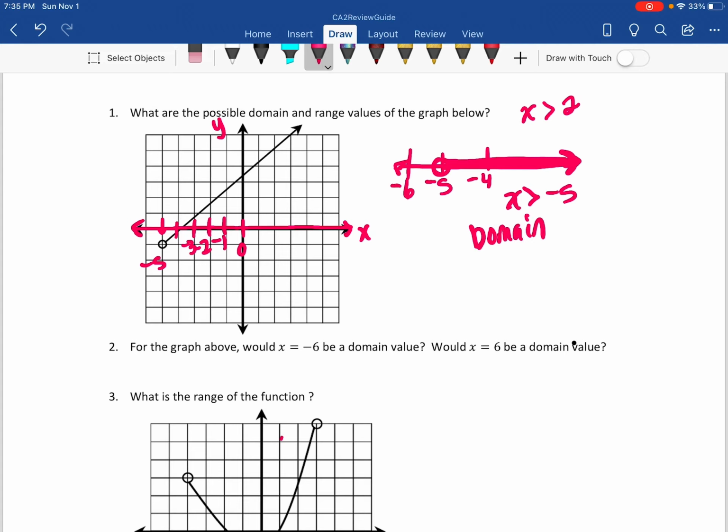So my domain, this is not a compound inequality because the arrow goes on to infinity. So the domain for this is just x is greater than -5, okay?